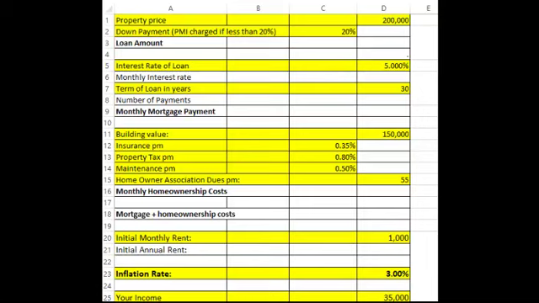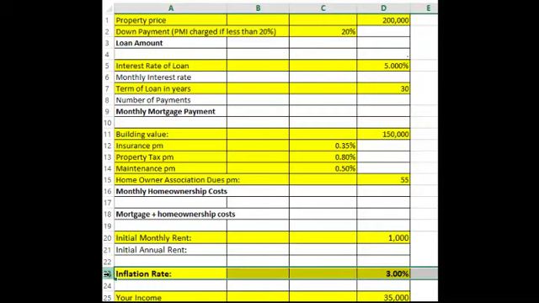So in this project, we're looking at rent versus mortgage, and we're going to pay particular attention to the effect of inflation on the difference between renting a house and having a mortgage over time.